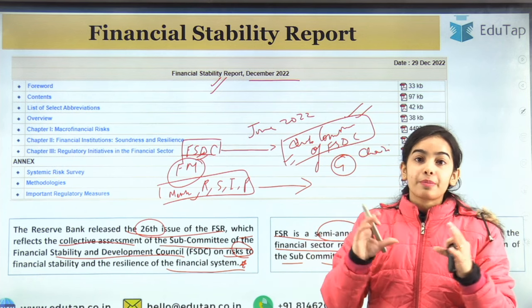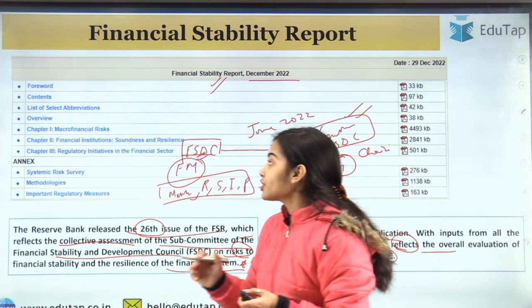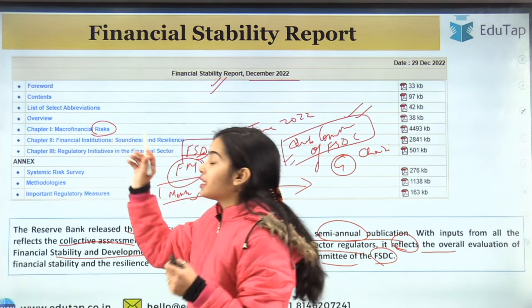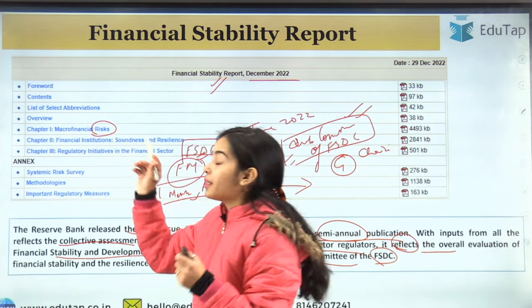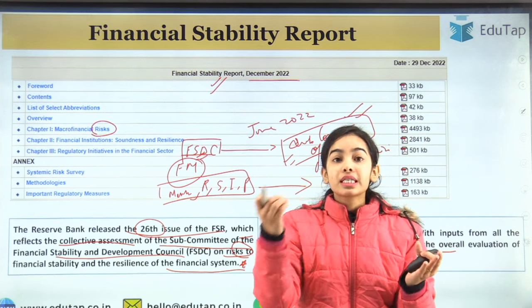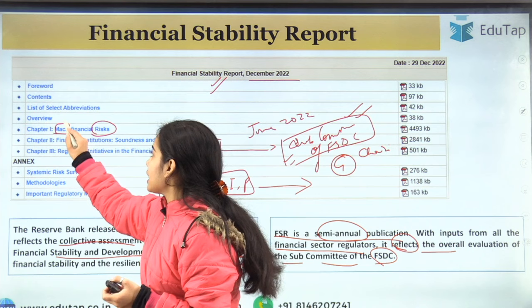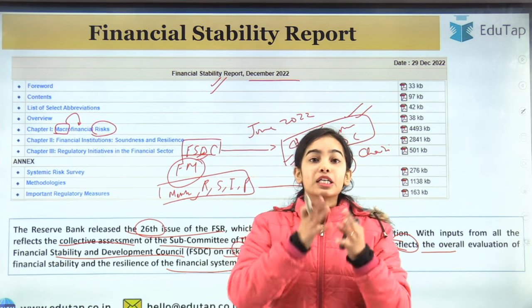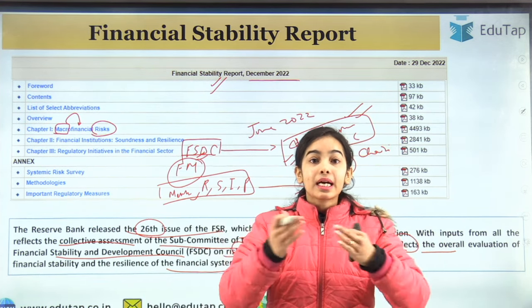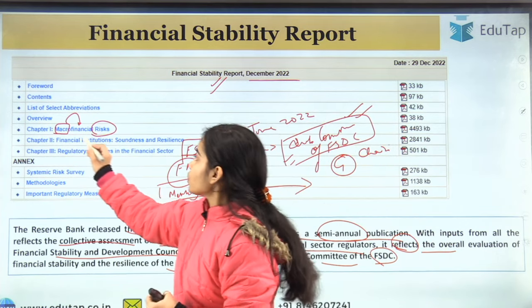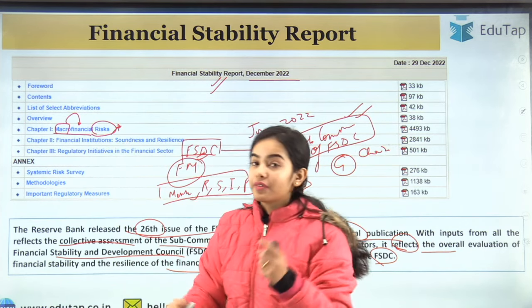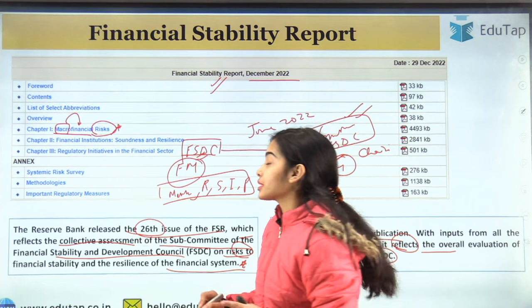So this FSR report is divided into 3 chapters. The first chapter is regarding the macro financial risk. What is the meaning of macro financial risk? That is the complete financial system. What risks are coming to this financial system? Macro means that we are seeing it completely, in a whole way. So for macro financial risk, first we will see what risks are coming to the financial system.